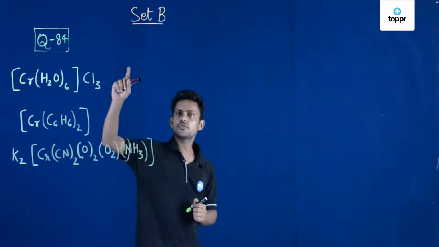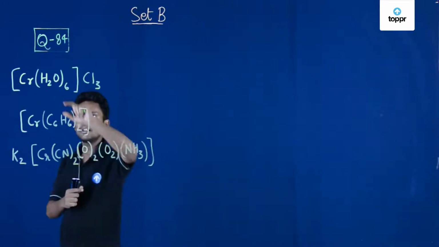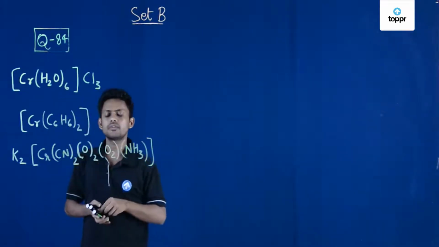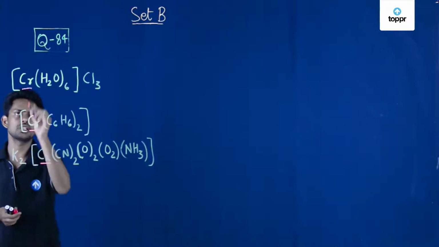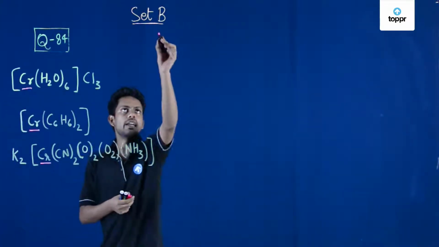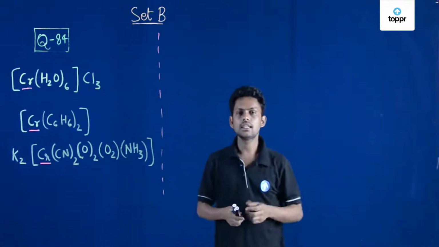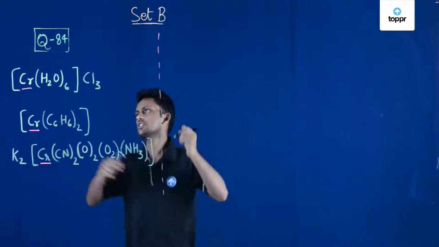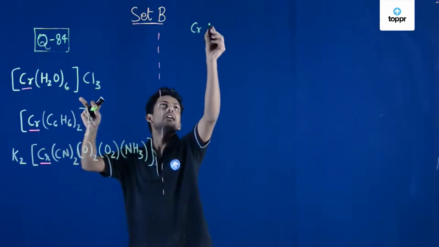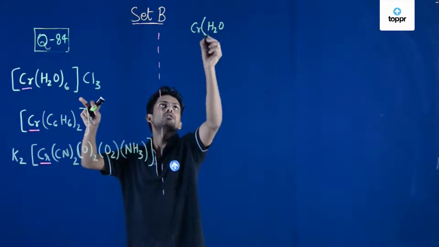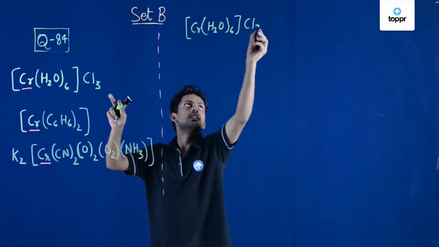So another question from JEE Mains 2018 exam, question number 84, where they have given you 3 complexes and they have asked what will be the oxidation state of chromium in each case. So again, if you know the oxidation state of the ligands, you can easily calculate this. So let us go for the first question where we have [Cr(H2O)6]Cl3.